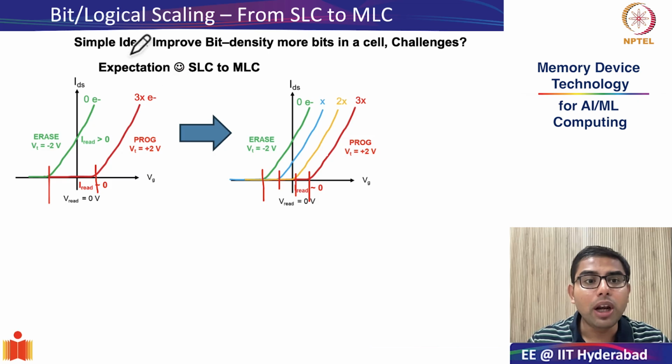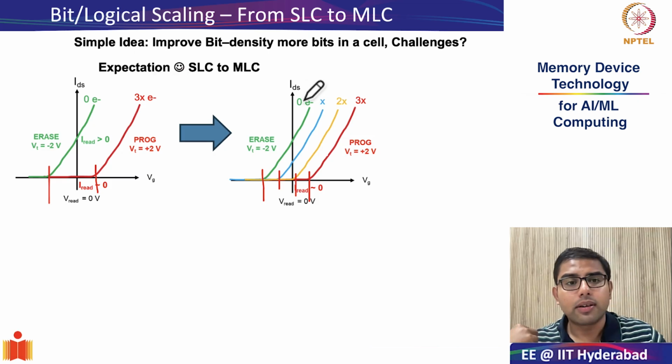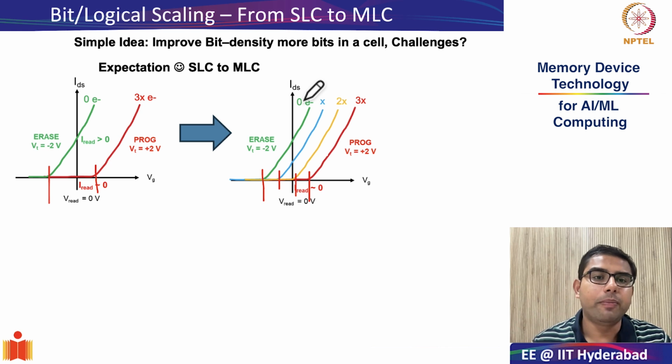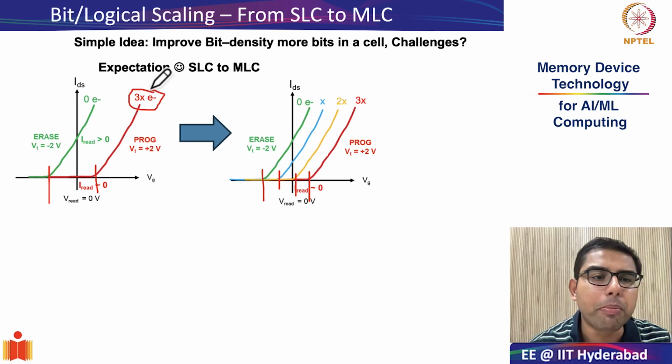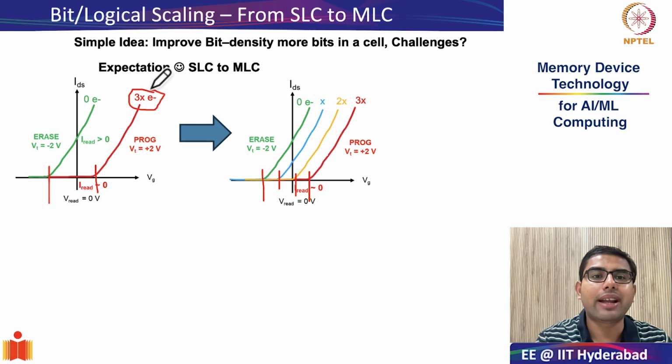So this is possible by introducing or injecting different numbers of electrons into the control gate. For example, if the program state had 3x electrons, x can be any number, let's consider it to be 1000 for the time being.